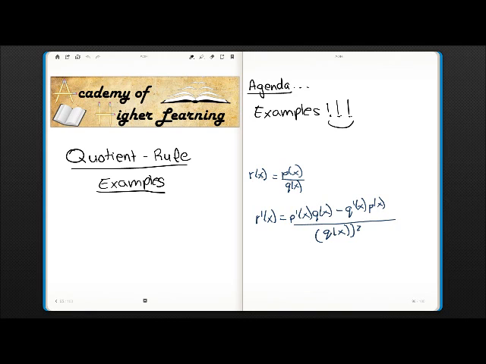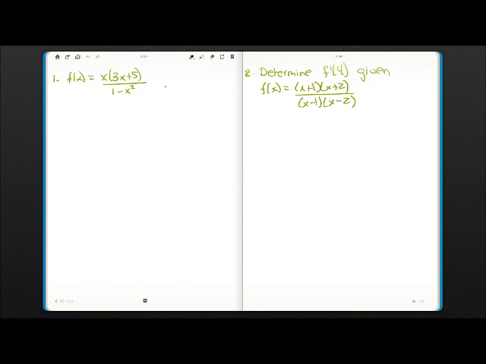If we have a function such as r of x equals p of x over q of x, the rule suggests that the derivative would be the derivative of the top times the bottom minus the derivative of the bottom times top, all over the bottom squared. Okay, so let's start with example number 1.